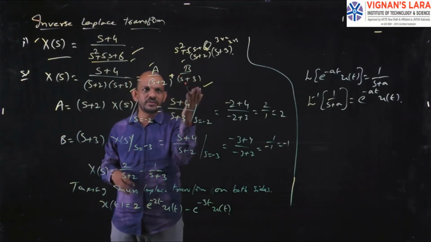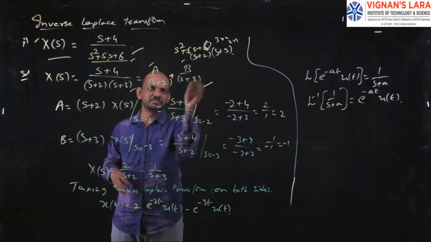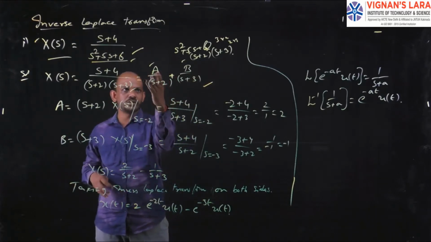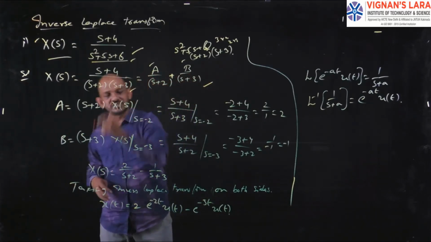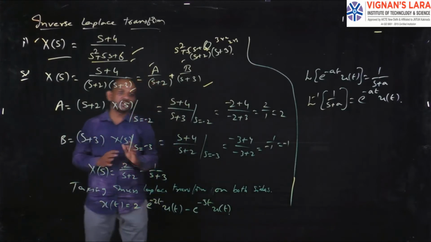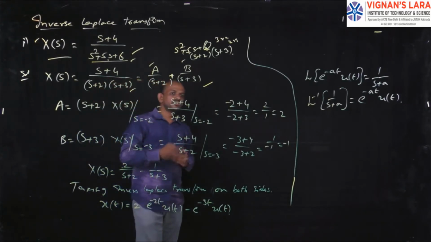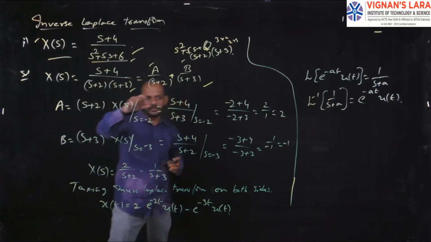If you go for the LCM, we get A into (s plus 3) plus B into (s plus 2) divided by the denominator. So A into this one plus B into this one gives the numerator. So I have to equate, and from that I have to find out the value of A. Simply I can find the value of A by using this method.